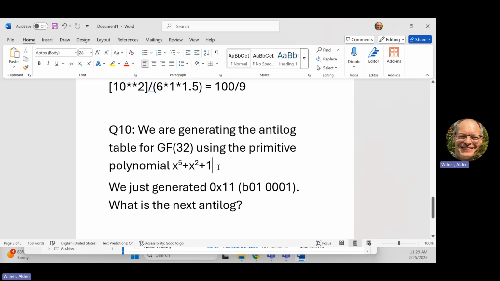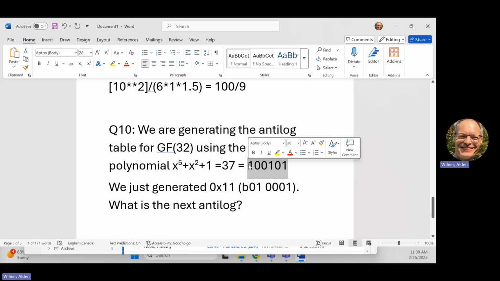We're using this primitive polynomial, x to the 5th plus x squared plus 1. What is that? X to the 5th is 32, plus 4 is 36, plus 1. So we can say that is 37, or that is bits 5, 4, 3, 2, 1, 0: 32, 16, 8, 4, 2, and 1. And that's our binary primitive polynomial, right?